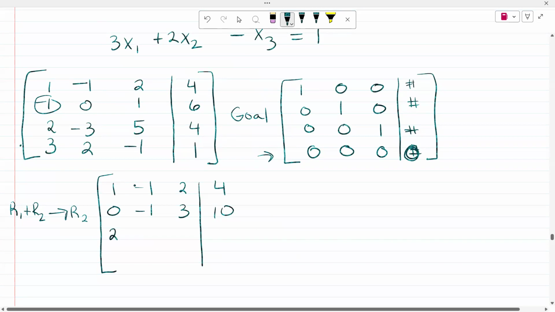And then this is 2, -3, 4. We have 3, 2, -1.